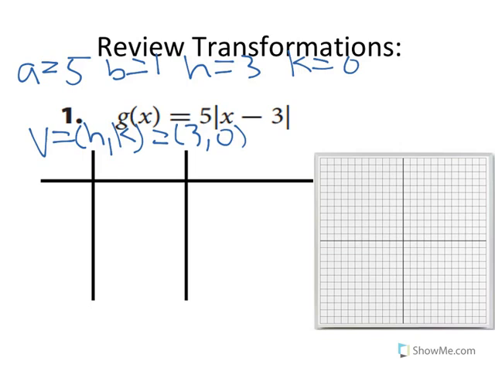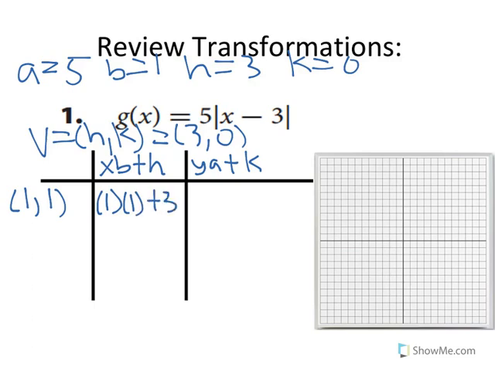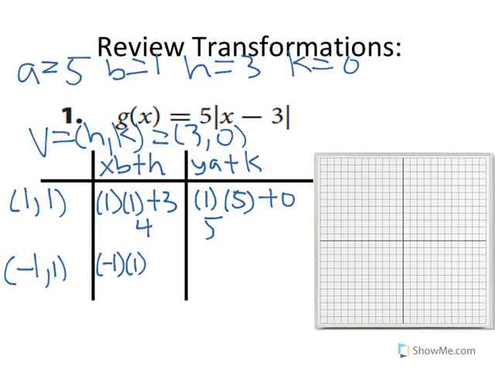Right? So our transformed points, we start from (1, 1). We're going to go to xb plus h and ya plus k. Right? So then we see that it will be 1 times b, which is 1, plus 3. Y is also 1 times a, 5, plus 0. So our point is going to be (4, 5). The next point, (-1, 1). So -1 times 1 plus 3, 1 times 5 plus 0. So it's going to be (2, 5).